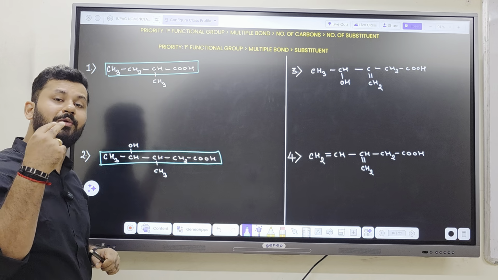Likewise, in this example, the functional group is aldehyde. So I have to give minimum number to these aldehydes. I could either go from here 1, 2, 3, 4, or I could come the other way around. I will end up assigning the same numbers to the functional group. So no problem with that.